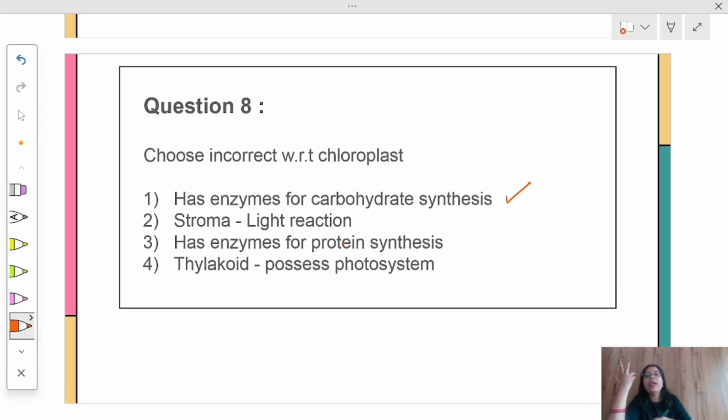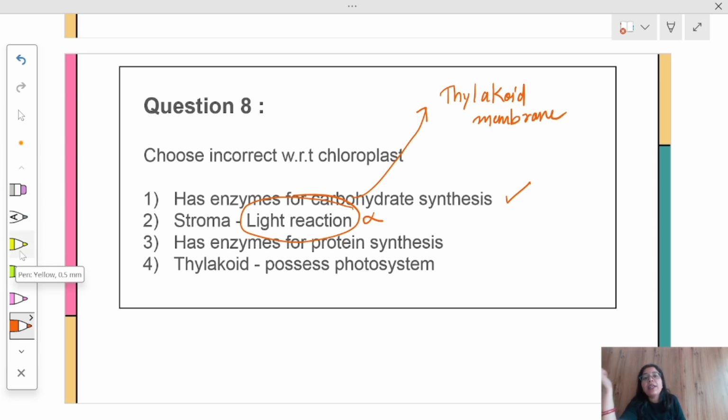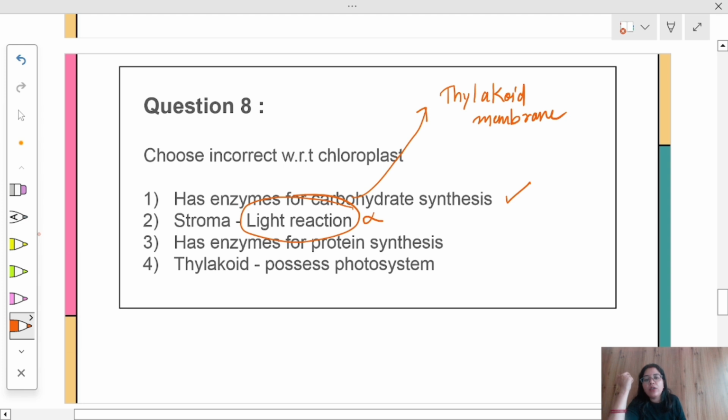Very correct. Okay. Stroma, light reaction occurs here? No. Tell me, in that video we have learned 15 minutes, where does photosynthesis occur? In that video itself I told you where the dark reaction occurs and where the light reaction occurs, right? So light reaction occurs where? Please write in the comments also. It occurs in the thylakoid membrane. In stroma, the dark reaction occurs. So you got the answer.